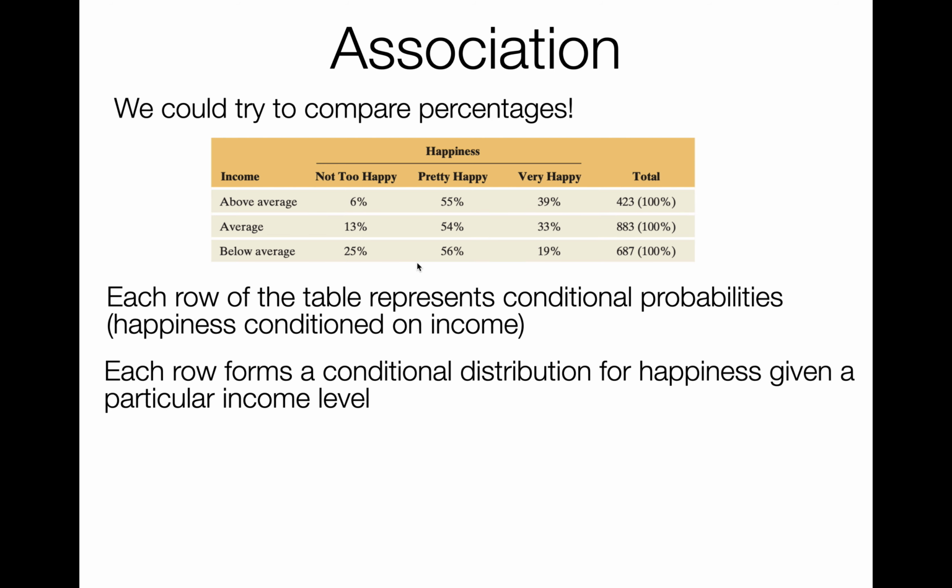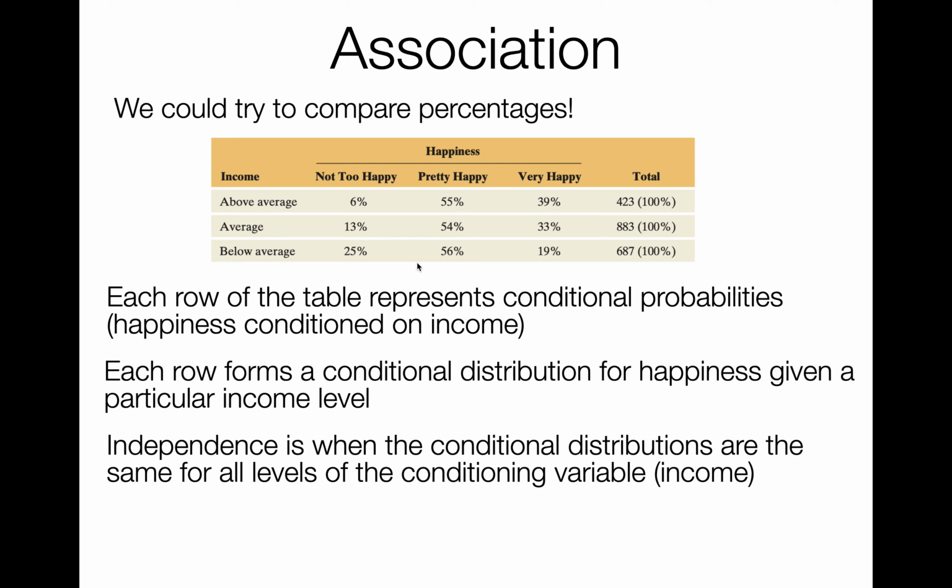Each row represents conditional probabilities or percentages. Each row forms what is called a conditional distribution for happiness given the particular income level. Okay, and independence would be when those percentages are equal across the rows. So what would that mean? Well, about the same amount of people who have above average income are going to be not too happy, pretty happy, very happy, as the people with average income and below average income. Okay, so hopefully that made some sense there.